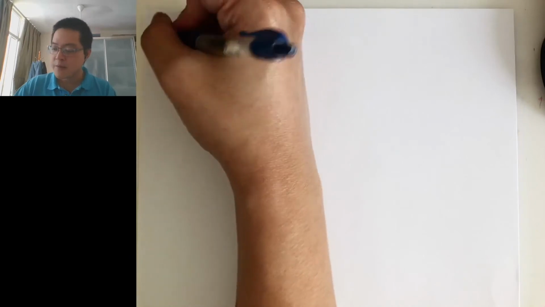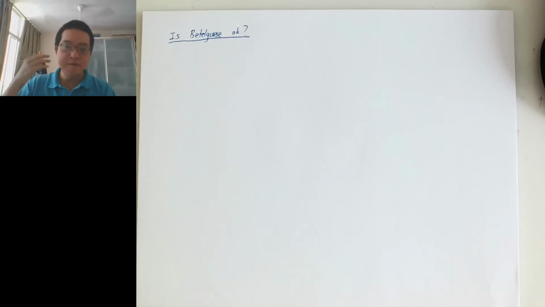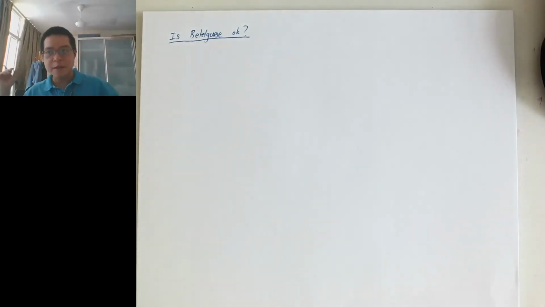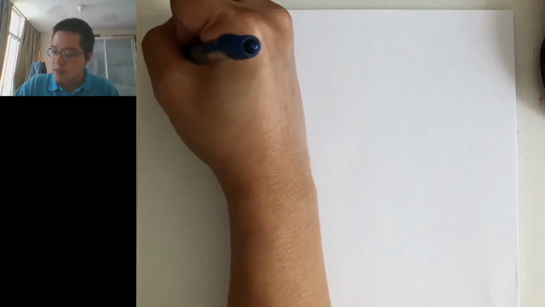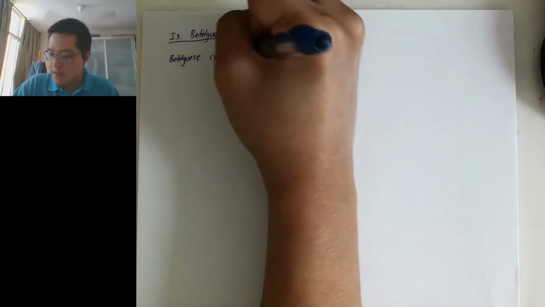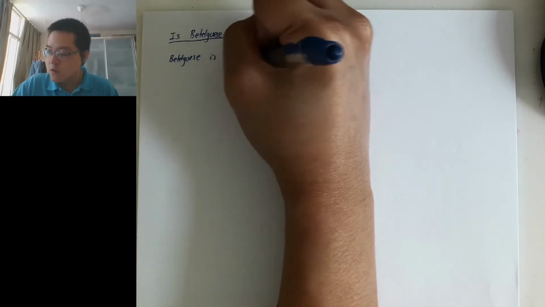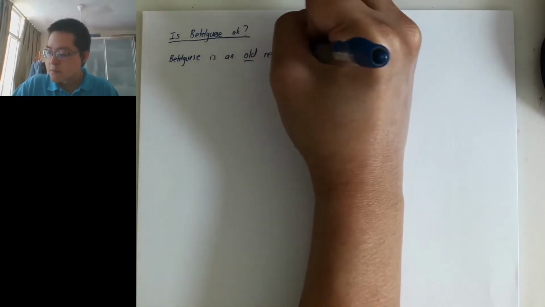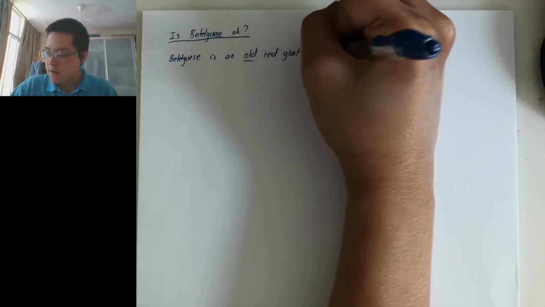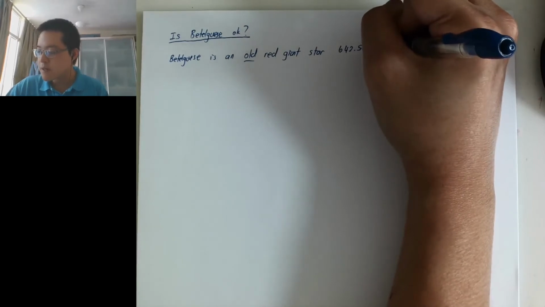So let me explain why we are talking about this in terms of a space-time diagram. If Betelgeuse explodes, all the explosion light will have to come to Earth, but it is light, so it has to travel at the speed of light. So let us talk about this. Betelgeuse is a very old red giant star. It's a star that is 642.5 light years from Earth.